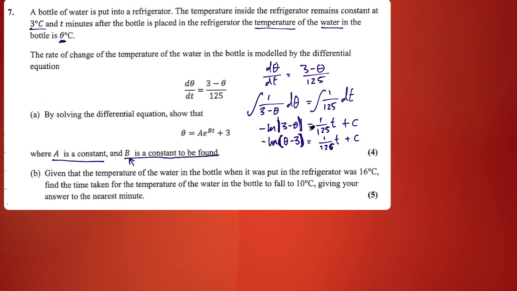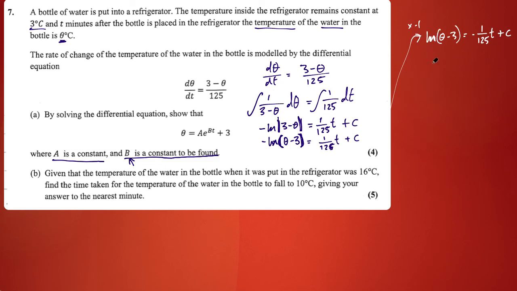Therefore, I'm going to multiply everything by minus 1 so that I've got this ln ready to apply the power of e to both sides. So let's just times everything by minus 1 and take it up here. That gives me ln of theta minus 3 equals minus 1 over 125 t, technically minus c, but because c is just a constant, I'm just going to put plus c, because it doesn't matter whether it's a positive or negative number, it is just a constant on the end.